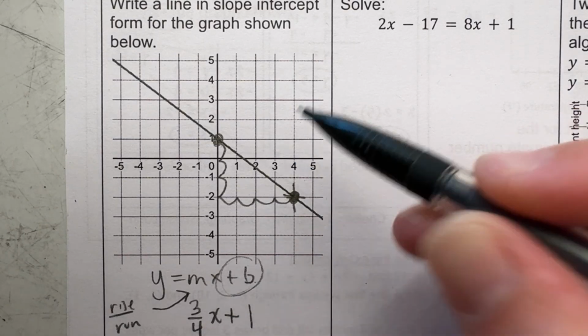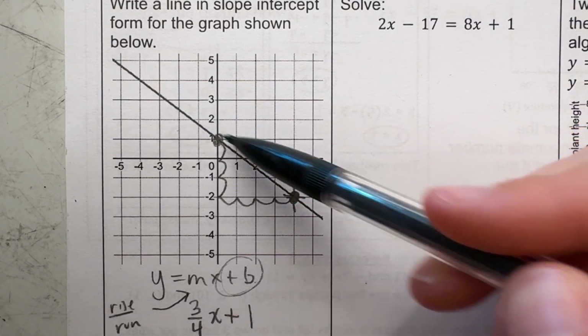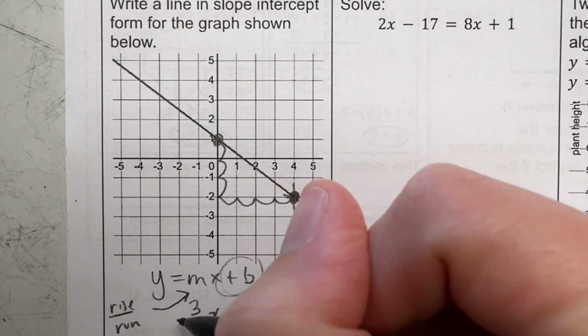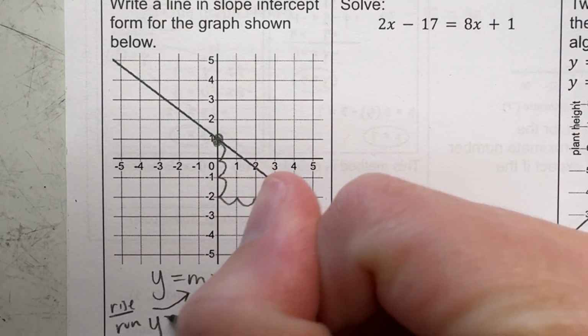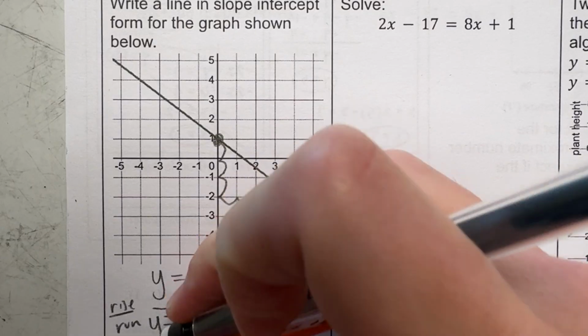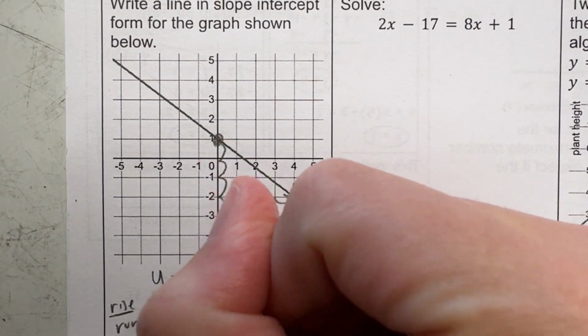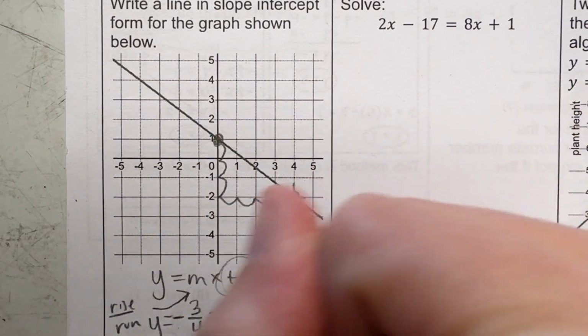Okay, bring down the x. And then I have to always remember to ask myself, is this slope positive or negative? In this case, it is negative, right? It's going down from left to right. So this equation is y equals -3/4 x. Right, make sure I can see that negative, +1.